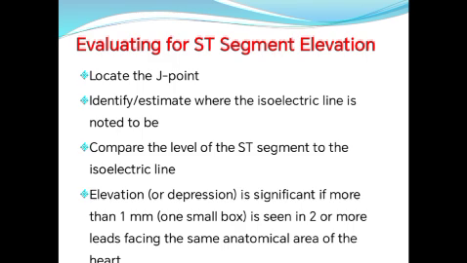That means, for example, if we look at the leads facing the inferior area of the heart, the change will definitely be in leads 2, 3, and aVF, for example. And the elevation should be like that. That is contiguous leads facing a specific area, the same anatomical area of the heart. The elevation will be in A, or the depression in B, facing that specific side of the heart.